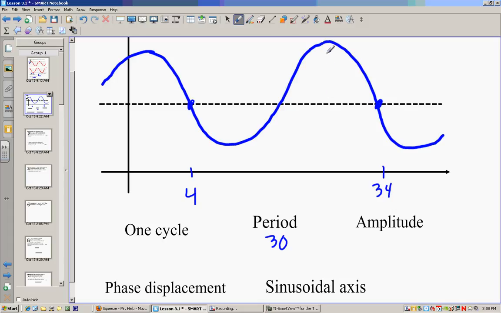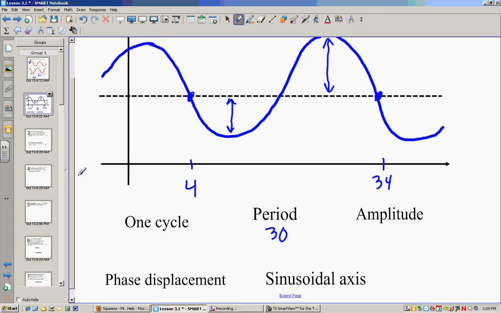The amplitude is the distance from this axis to the top, which should be the same as this distance to the bottom. We can tell this by our vertical stretch. Our phase displacement is how much we move to the right or to the left. So say if this is a cosine graph, I could say I move this to the right 2 units. So here our phase displacement might be 2 because we moved it to the right 2. If I moved it to the left, it would be negative units.